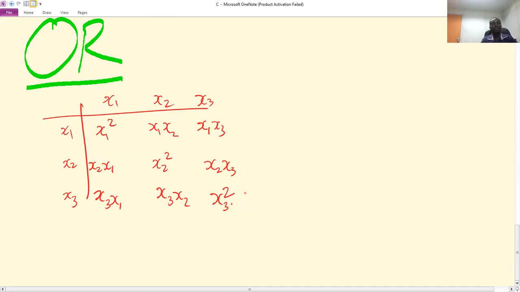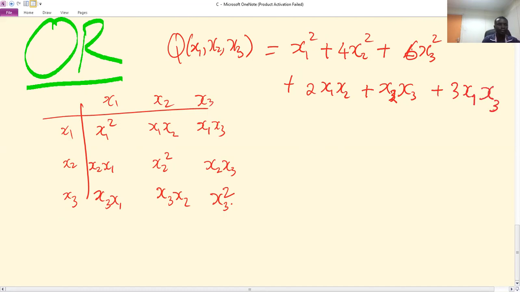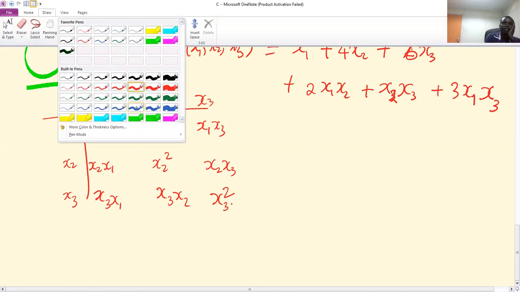Now, remember the quadratic form was x1 squared plus 4x2 squared plus 6x3 squared plus 2x1x2 plus x2x3 plus 3x1x3. So once you have the quadratic form and you write this table, you check the coefficients.